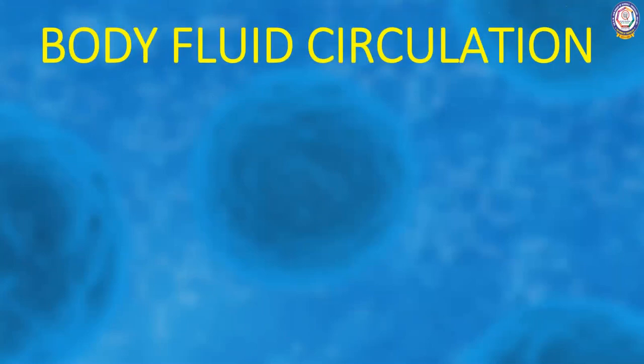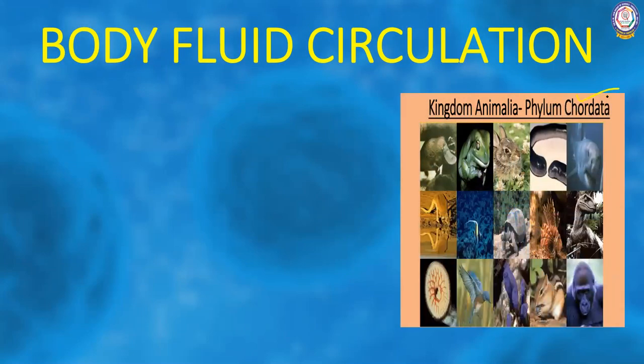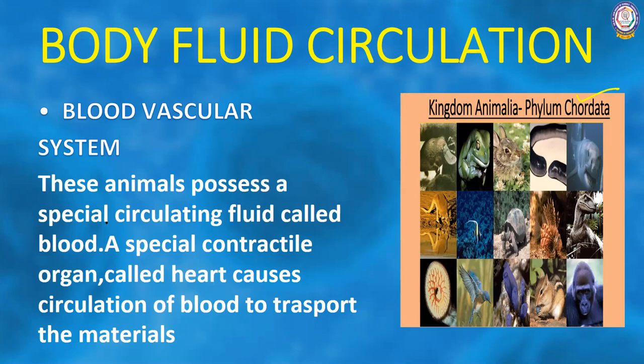The next group we are going to see is chordates. In chordates, the fluid will be in the form of tissue fluid. Another fluid we call fluid connective tissue, for example blood. So this system we call the blood vascular system. These animals possess a special circulating fluid called blood because of an organ. When the organ pumps, it circulates all over the body, and that special organ you call the heart, and the materials get transported by this. And this part we are going to see in detail later in this lesson.